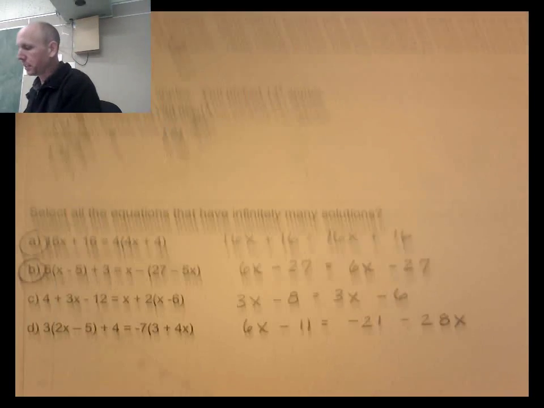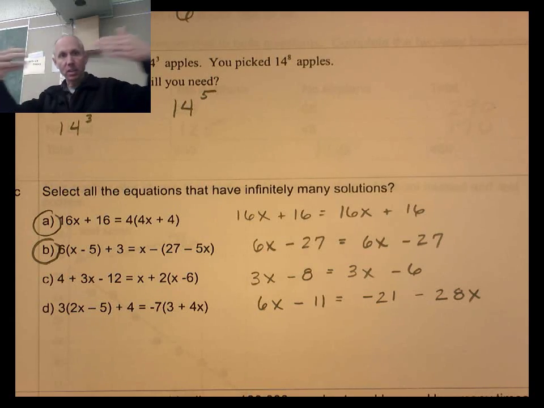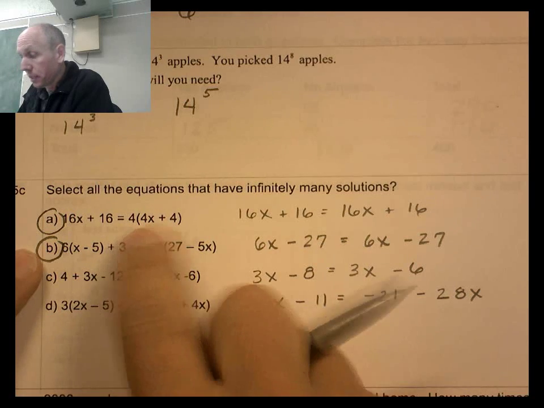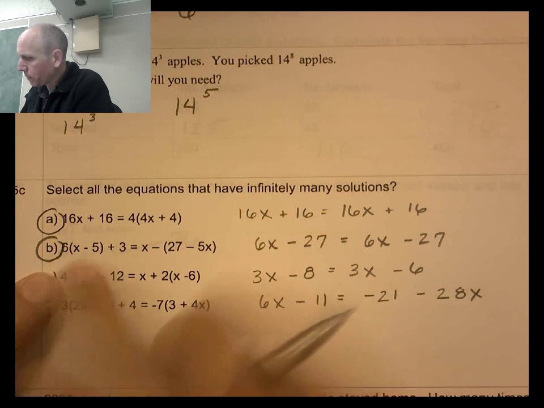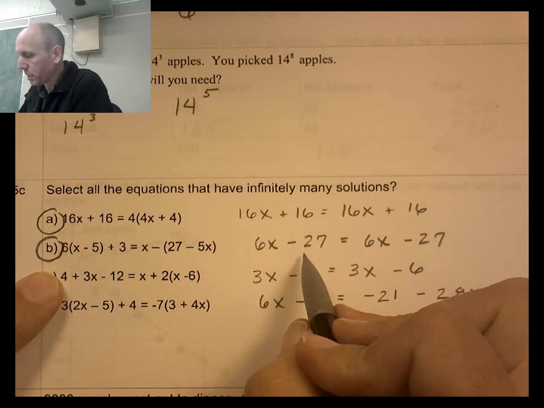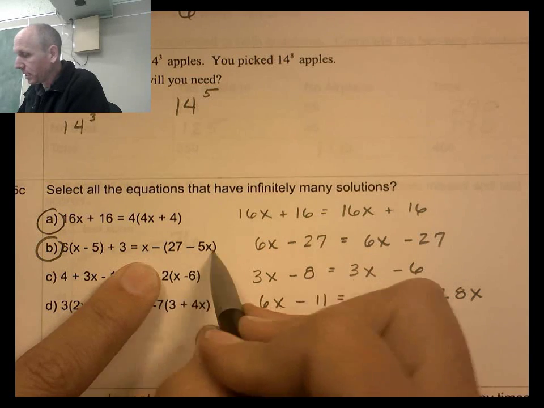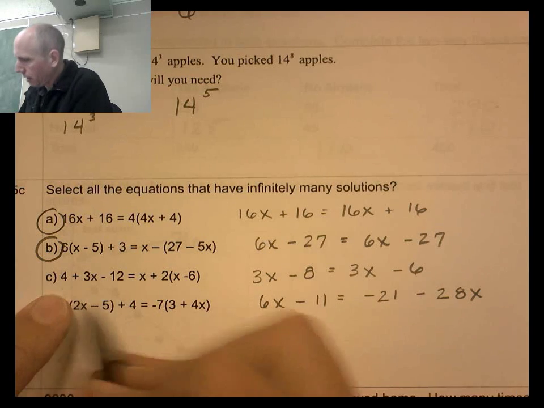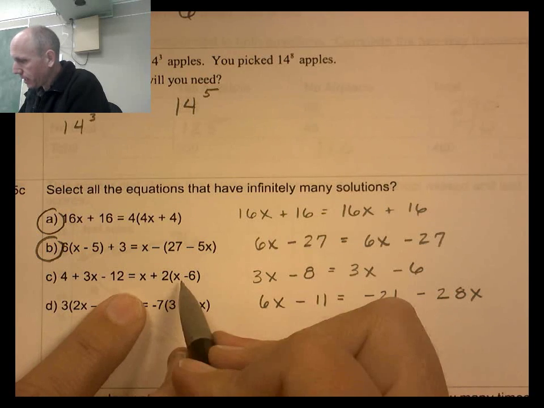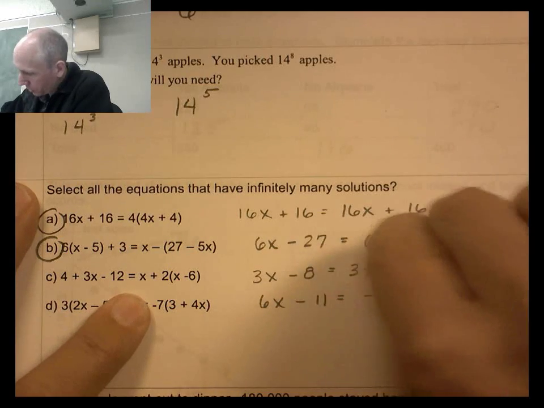Okay. Select all the equations that have infinitely many solutions. Infinite solutions are going to simplify down to be exactly the same on both sides. So 16x plus 16 equals, distribute it, 16x plus 16. That works. Distribute gives me 6x minus 30 plus 3. So 6x minus 30 plus 3 is minus 27. And this becomes, well, negative times a negative is positive. So I have 6x minus 27. That works again. This one, see, 3x minus 8 does not equal 3x minus 12. I messed that up, minus 12. Well, it still doesn't work.